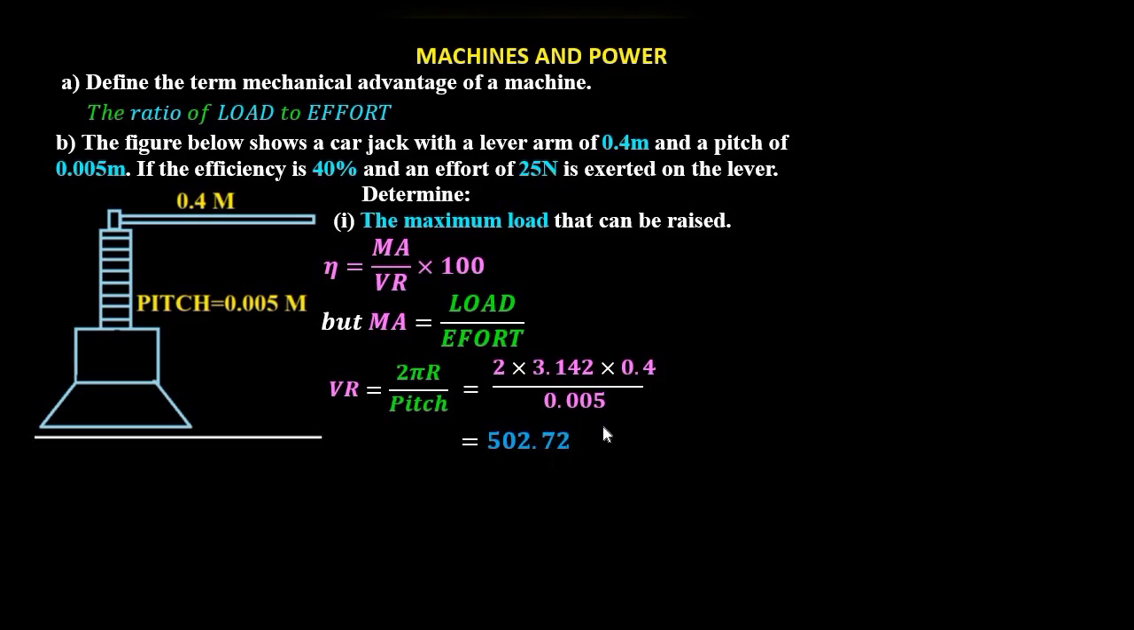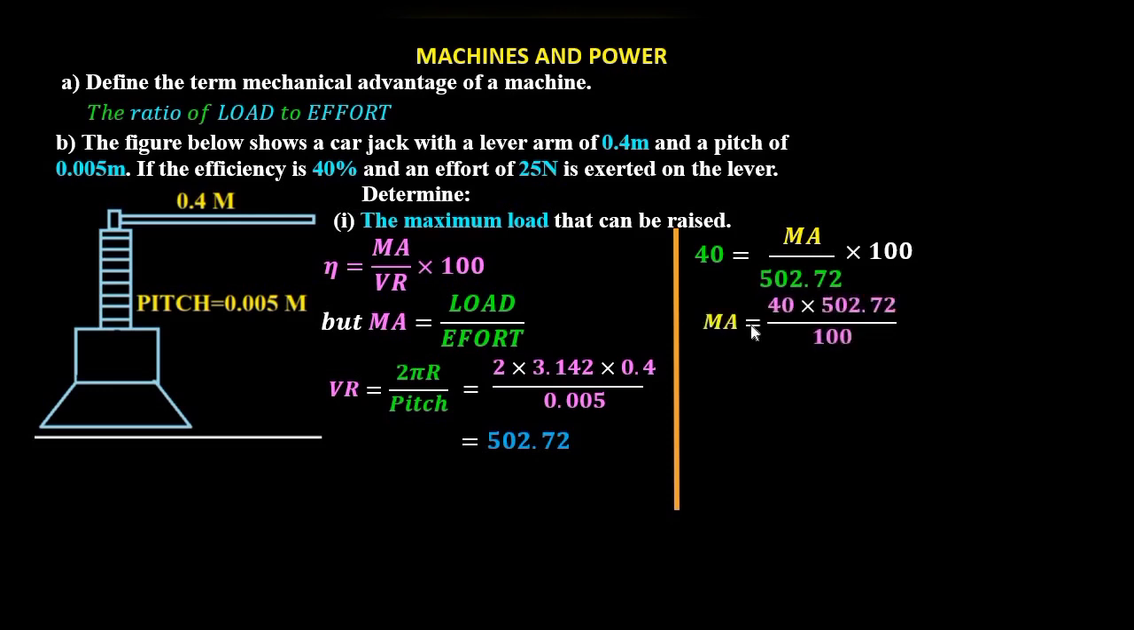Now with the velocity ratio, we can come back to this formula here and say efficiency. Remember, efficiency from the question we're given is 40%. So efficiency, which is 40%, is equal to mechanical advantage over the velocity ratio, and we have it as 502.72 right there, times 100. Now multiplying both sides by 502.72 over 100, we'll have mechanical advantage as 40 times 502.72 over 100, and that gives us 201.088 as the mechanical advantage.